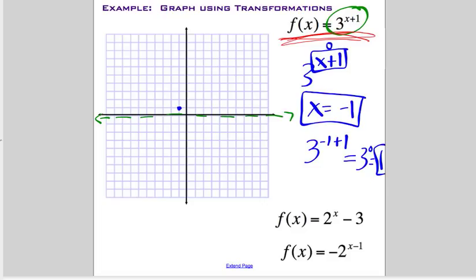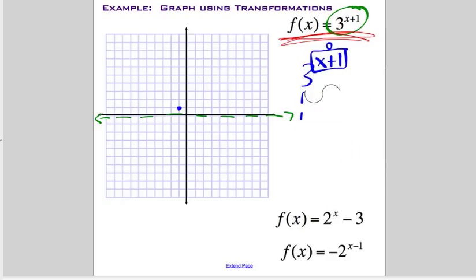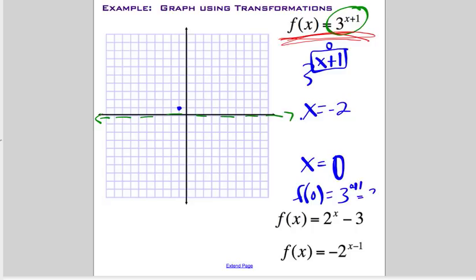Once I have one value in my graph, I'm just going to plug in 2 more points so I can sketch this graph. I know it's increasing, but I'm going to quickly plug in 2 more points on either side. So I'm going to plug in negative 2, and I'm going to plug in 0, because that's the one to the right. So plugging in 0, I get for my function 3 to the 0 plus 1. I get 3 to the first power, which is 3. So at 0, I get 3.